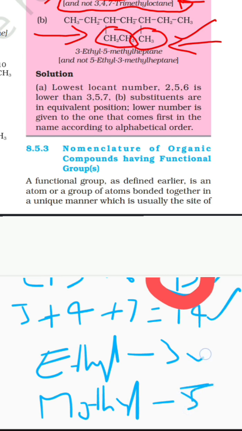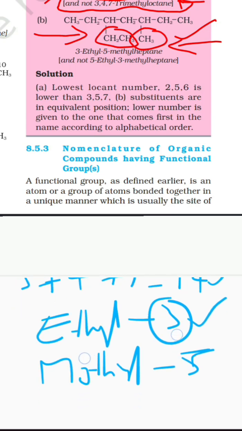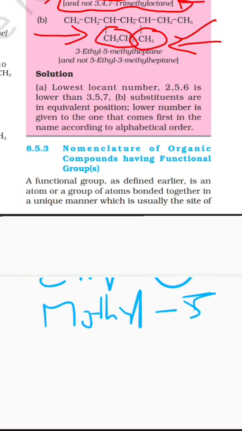So we have to give the numbering in such a way that ethyl should get 3. That means left to right we have to give. So when we give the numbering from left to right, it gives the name 3-ethyl-5-methylheptane. So that is the answer for that one.